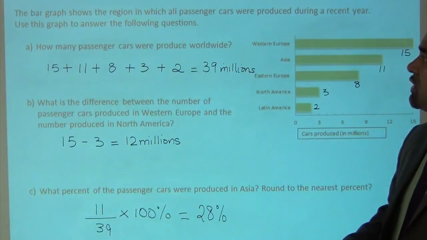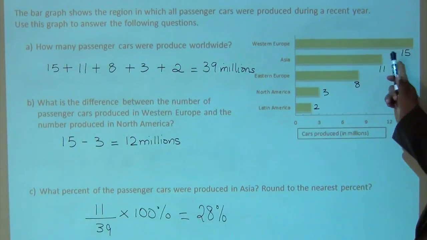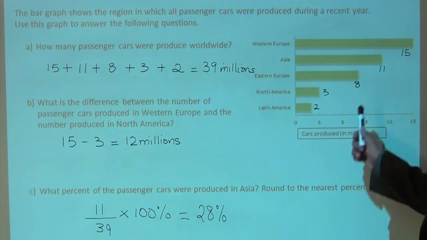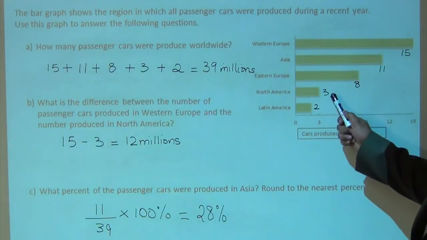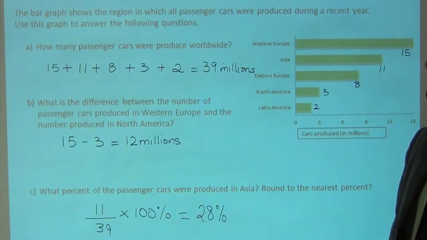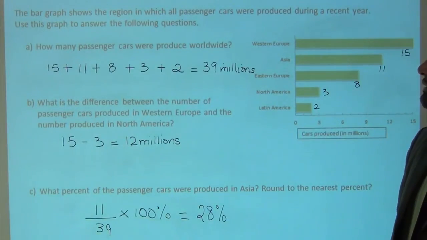How many passenger cars were produced worldwide? Therefore, we need to add or take the sum of all these numbers, the production, to determine how many cars were produced worldwide. So we add the 15, 11, 8, 3, and 2, which equals 39 million cars produced that year.